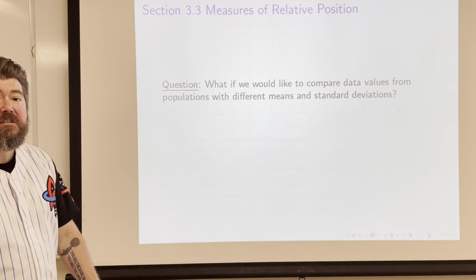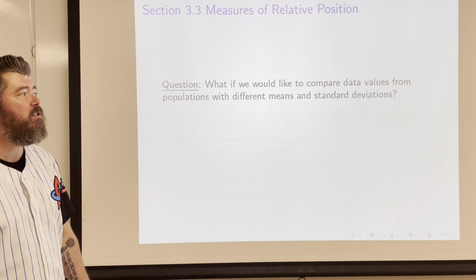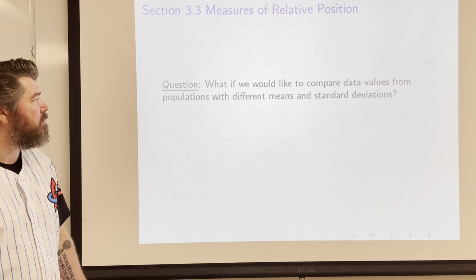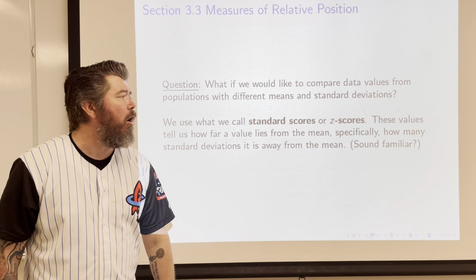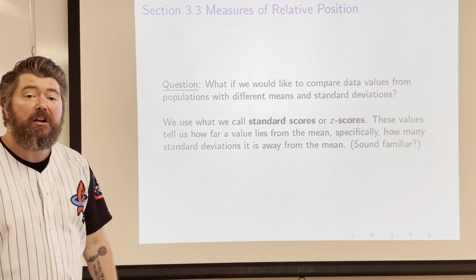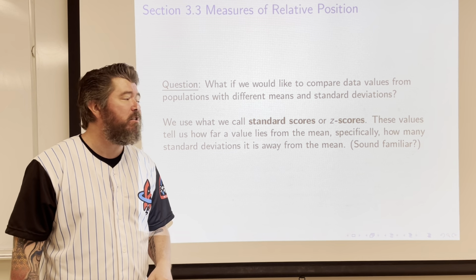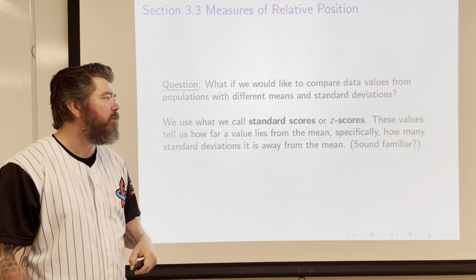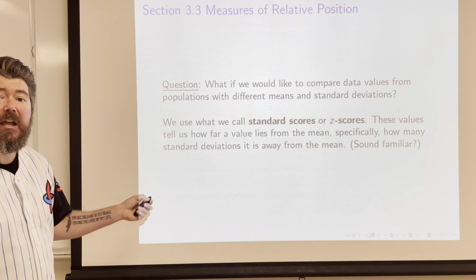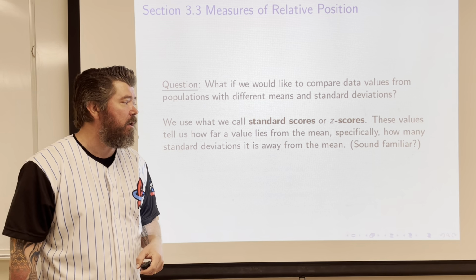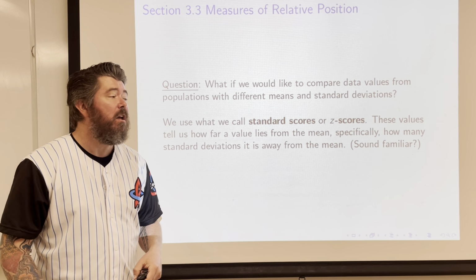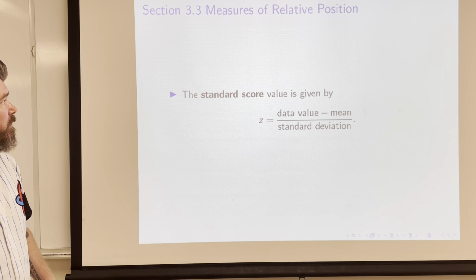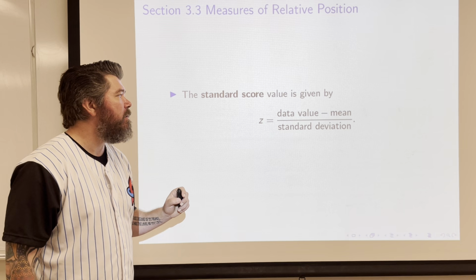Now, let's ask ourselves a question. What if we would like to compare data values from populations with different means and standard deviations? We use what we call standard scores, or we'll see later that we commonly refer to these as z-scores. These values tell us how far a value lies from the mean, specifically how many standard deviations it is away from the mean. Does this sound familiar? It should, because this is what we did when we used our empirical rule. So the standard score is given by the following.